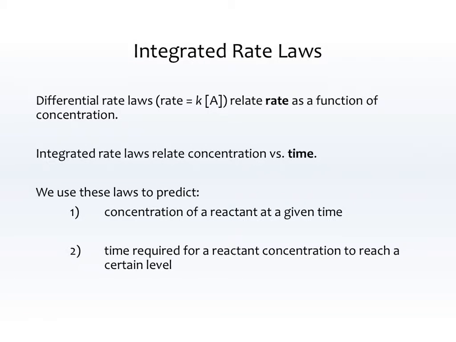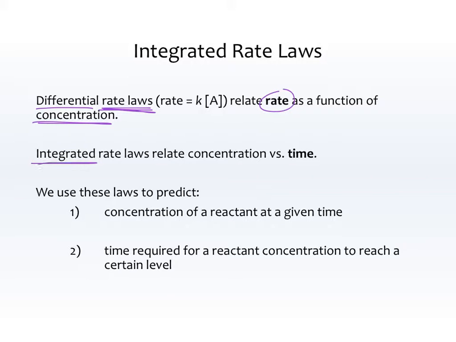Now, first of all, the rate laws that we have been talking about have been called differential rate laws. When you just say the generic term rate law, you're talking about a differential rate law, something like rate equals k times A, which relates rate as a function of concentration. If I increase the concentration of A, that will increase the rate of the reaction, or if I decrease the concentration, that will decrease the rate of the reaction.